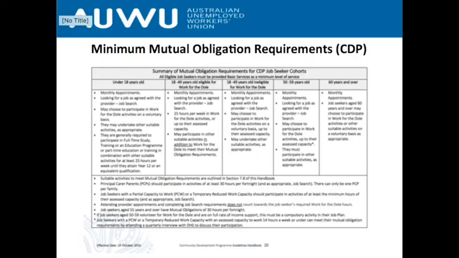Finally, then there's the CDP requirements, and these are by far the most onerous of the requirements of any of the three systems, because you must attend work for the dole all year round. And that's, as you can see there, within the 18 to 49 years old, eligible for work for the dole. And you must attend 25 hours per week in work for the dole. So the same as the Job Active system, 50 hours per fortnight. But there's no phases here. It's just constantly work for the dole.